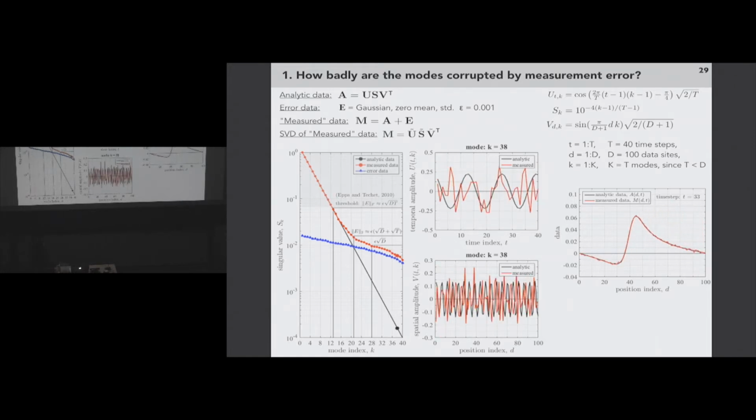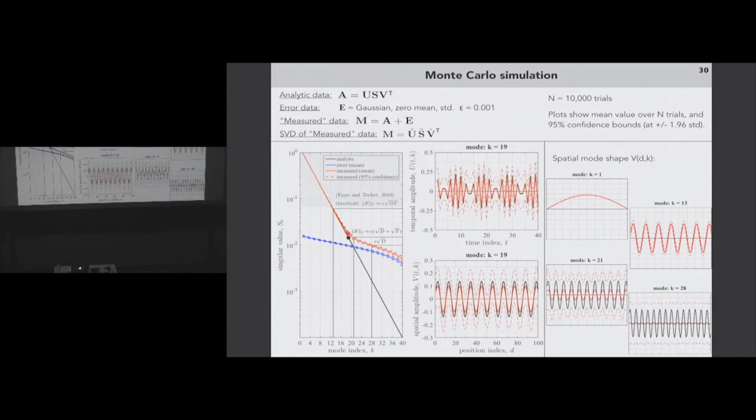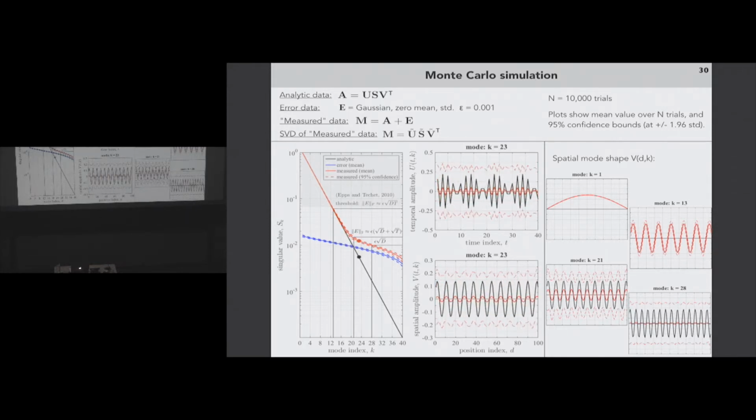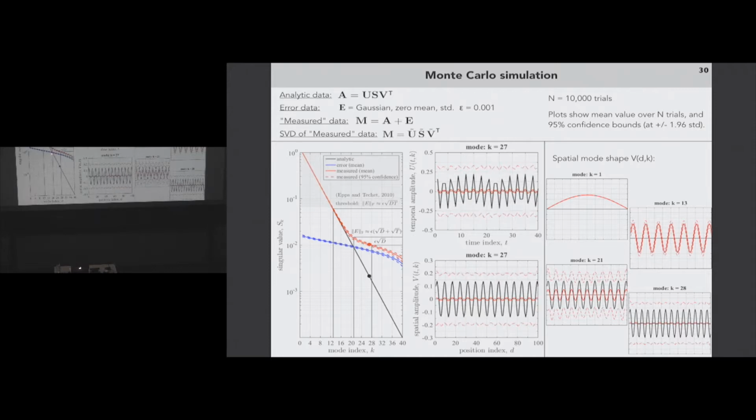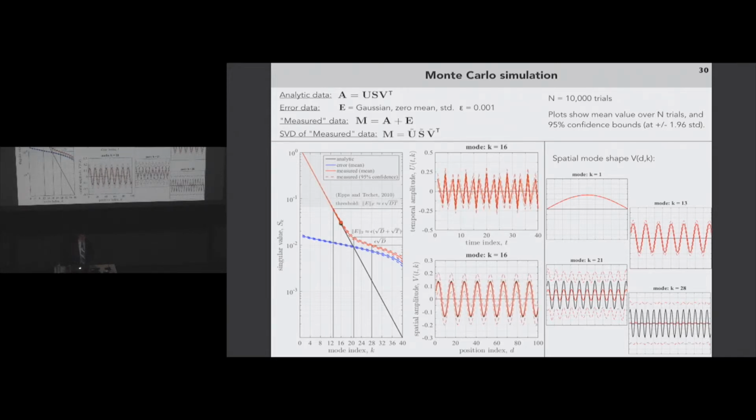Okay? We did a Monte Carlo simulation. We did 10,000 trials of this, and now I'm plotting the mean and the standard deviations, or maybe it's confidence intervals, of these trials. And you can see, again, as we go to lower energy modes, the noise in the data affects those modes more, and then your average mode shapes are pretty much zero because you're averaging out all the noise. Okay. All right, so that was what I'd done with Ben.